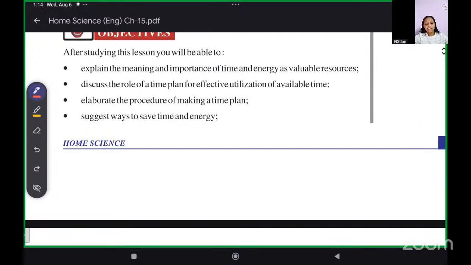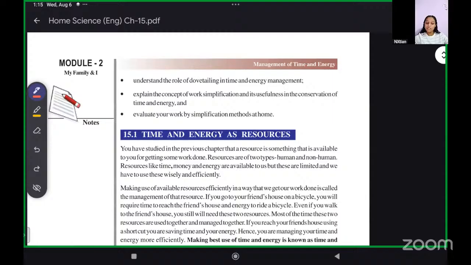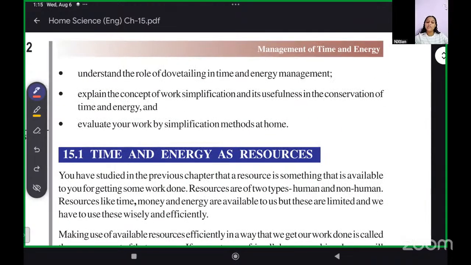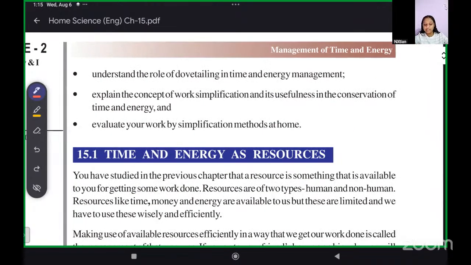Now, the objectives of the lesson are: we'll see the meaning and importance of time and energy. We will discuss the role of a time plan for effective utilization of available time. We will see the procedure of making a time plan. Then we'll see ways to save time and energy. Then we'll understand the role of dovetailing in time and energy management.